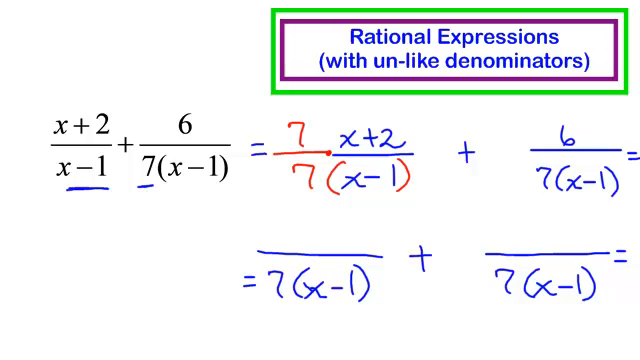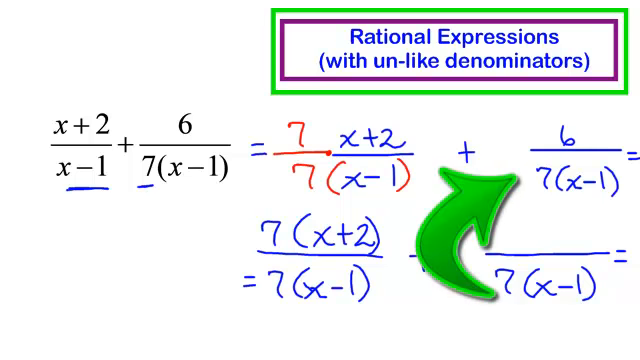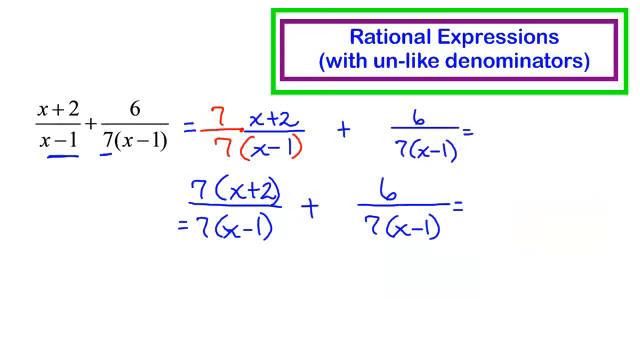I'm going to multiply them both by 7, the numerator and the denominator. Be careful. I'm going to leave this in parentheses for now. I will distribute that in a moment. In the second fraction, it is the same. I didn't change it. So I will not change the numerator either. I have a common denominator, and it is 7 times x minus 1.